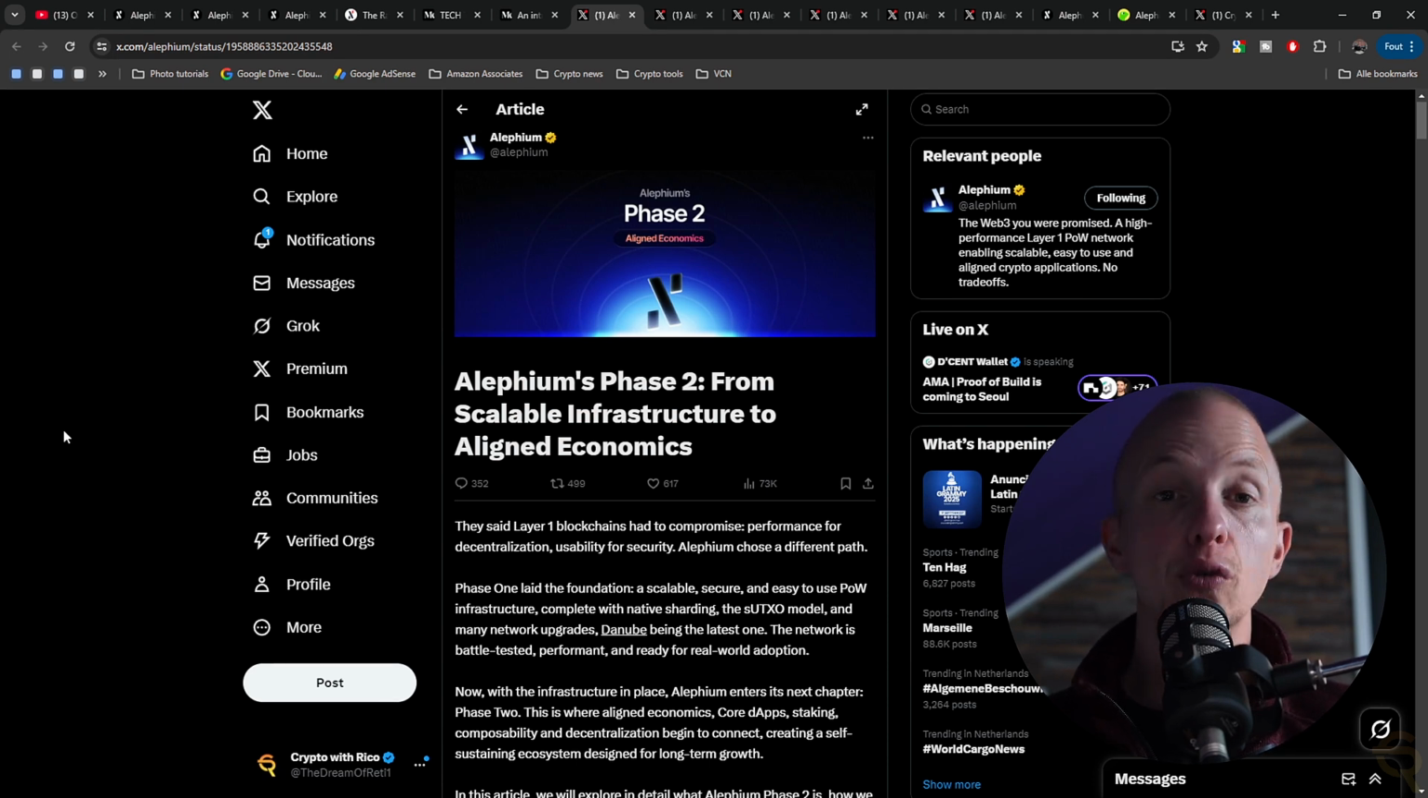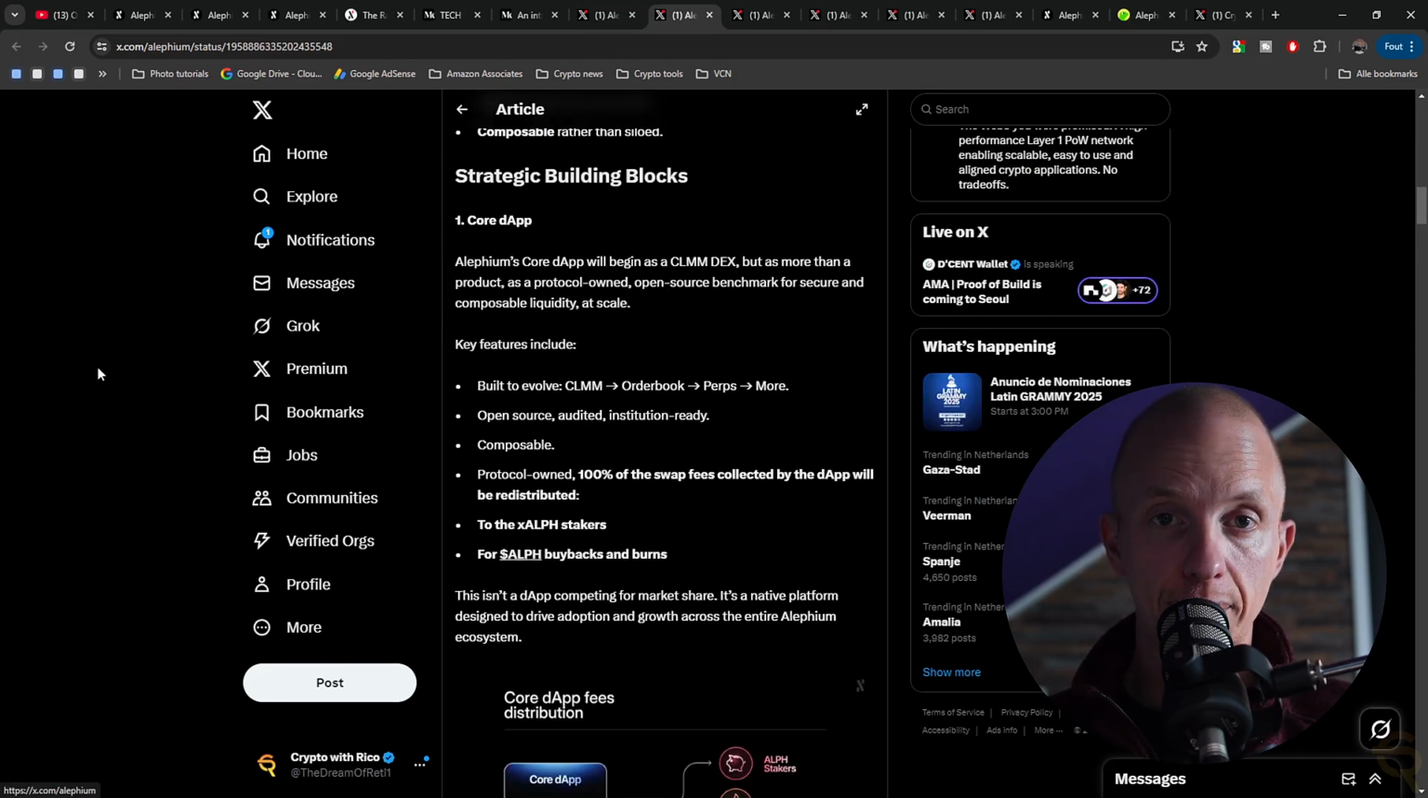And those fees don't just vanish. They're shared with stakers and used for buybacks and more burns, so as people trade and use apps, value loops back into ALPH. The flagship here is a core dApp that starts life as a CLMM DEX.